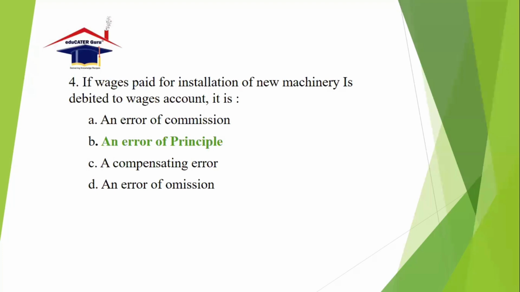Let me explain how that is correct. Basically, all the expenses paid for purchasing any asset should be debited to the respective asset account, which is actually a capital expenditure. But in this case, when the machinery has been purchased, the wages paid for installation of that machinery have been debited to wages account, which is a principal error. Therefore, the correct answer for this question is option B, an error of principal.